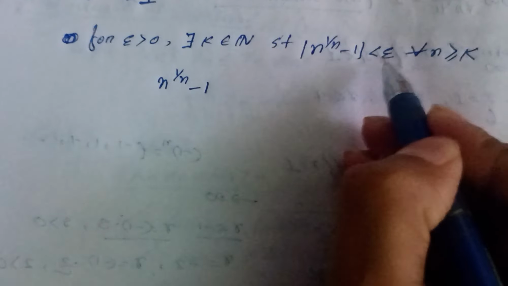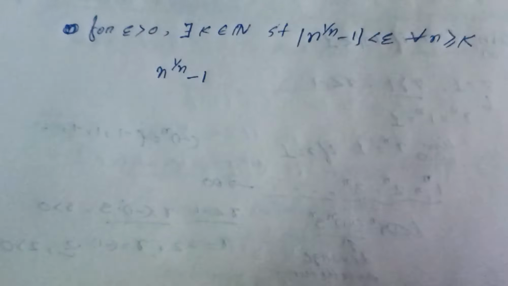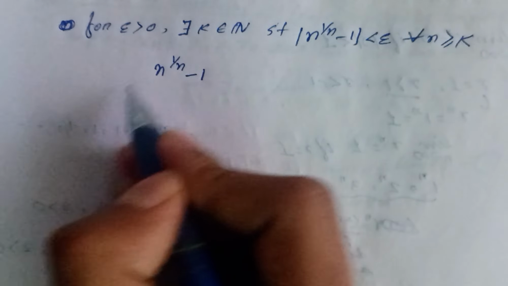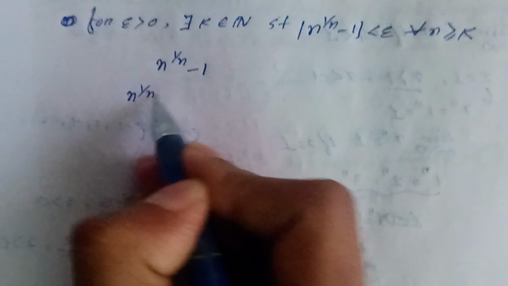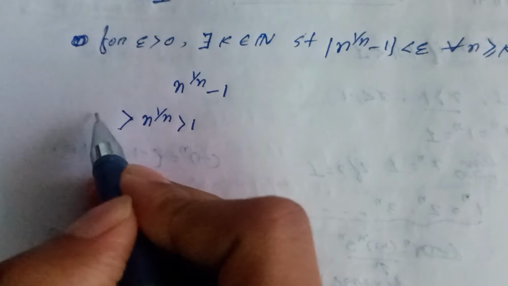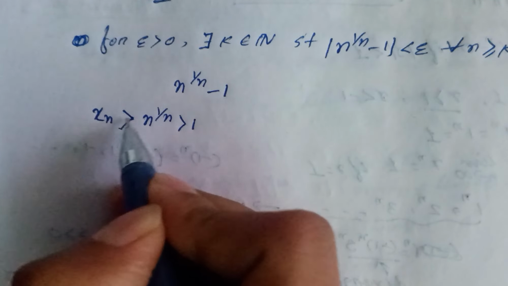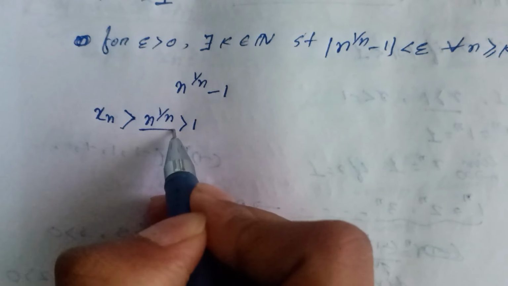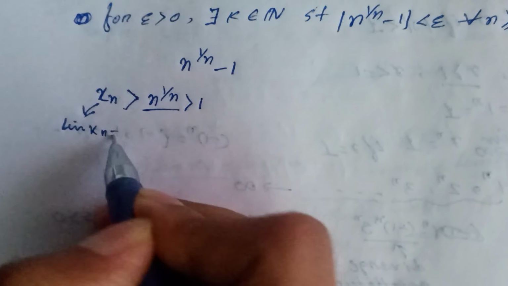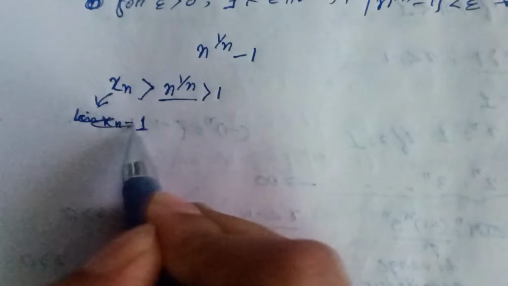We have to show that this is less than epsilon, or we can use the sandwich theorem. Okay, see that n to the power 1 by n is greater than 1, right? So if there is a sequence xn such that it is greater than n to the power 1 by n, such that limit of xn is equal to 1, then our proof is done.